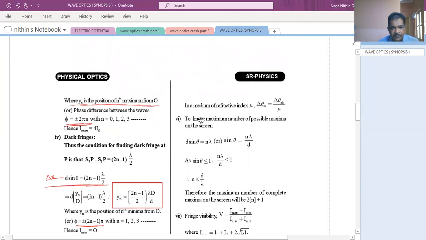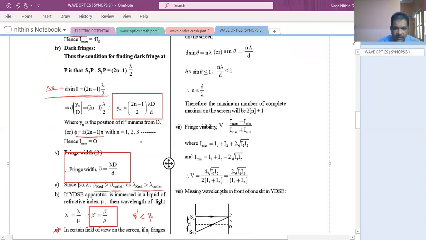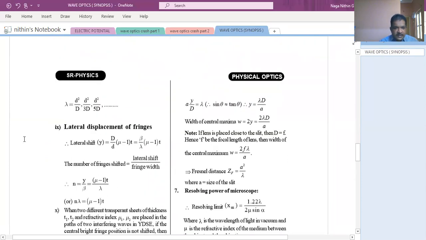Next, here the fringe visibility formula is what? Fringe visibility is I max minus I min by I max plus I min, or another formula for fringe visibility is 2 root I1 I2 by I1 plus I2. Missing wavelengths are rarely asked, no need for that. This lateral shift is important. What is meant by lateral shift?